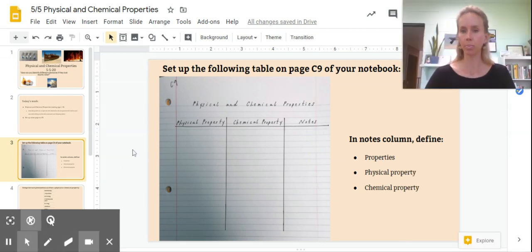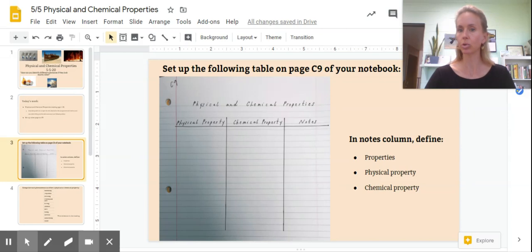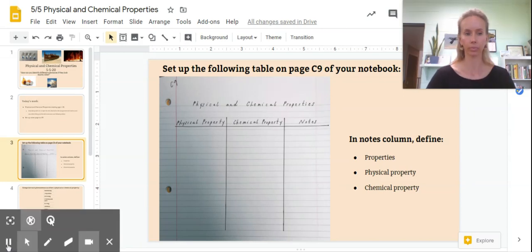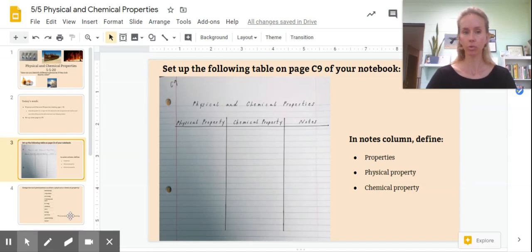And I'd like you to make a point in your notes column to define these three terms: properties, physical property, and chemical property. This is not the first time that you've seen this term property. We've been talking about properties since the first week of school, if you recall, in our Properties of Water lab. So you'll have at least those three notes in the notes column.